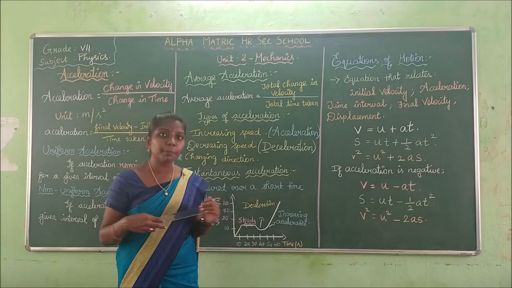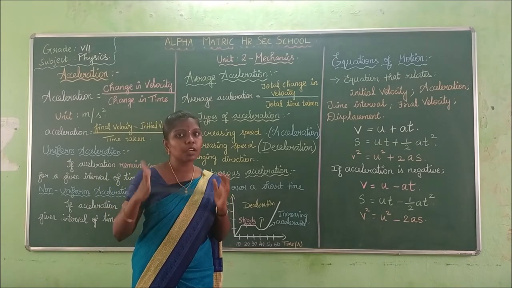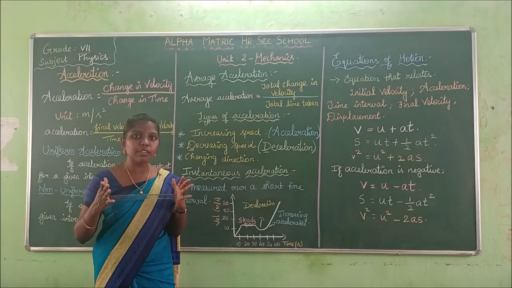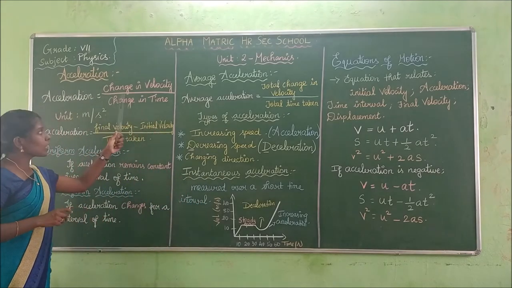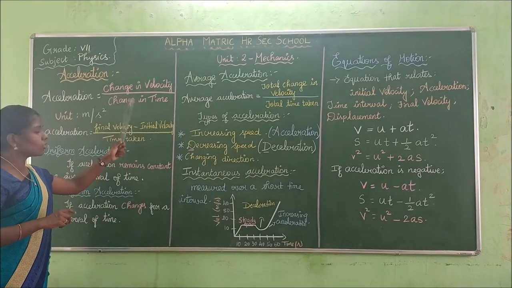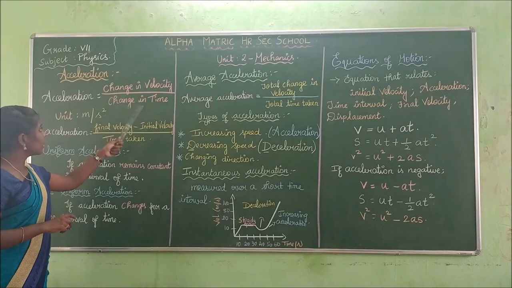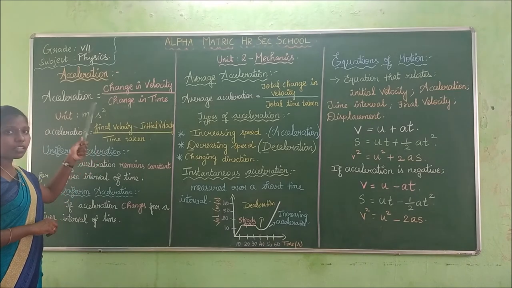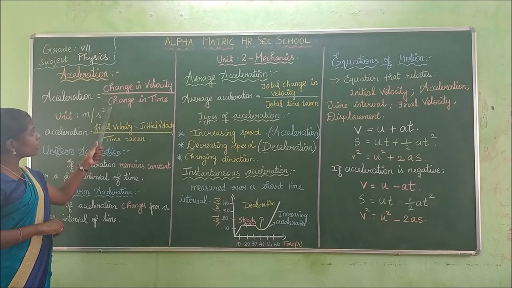What is acceleration? Acceleration is defined as the rate of change of velocity. The word rate denotes change in velocity with respect to time. Acceleration is equal to change in velocity by change in time. The unit of acceleration is meter by second square.